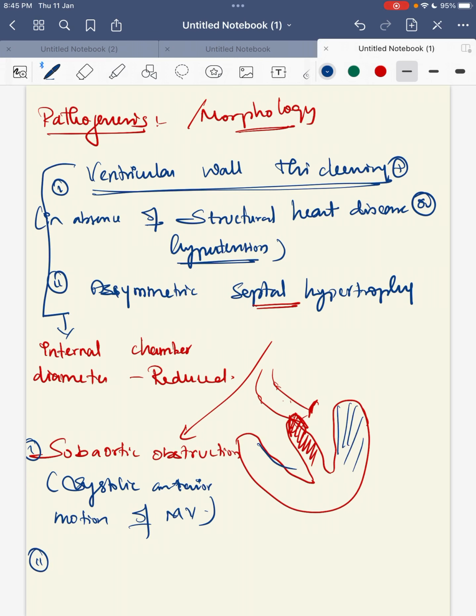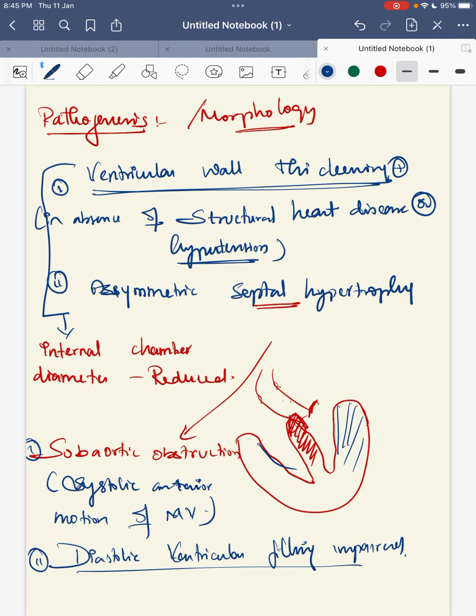Next, secondly, because of the thickened ventricular walls, the diastolic ventricular filling is impaired. So the diastolic ventricular filling is impaired by this abnormal stiffness of this ventricle. So this will lead on to left atrial hypertrophy, which will cause pulmonary venous congestion and congestive symptoms.